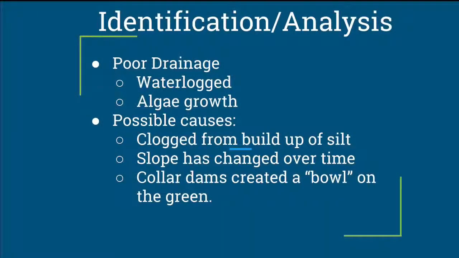Upon further inspection, we've identified that the cause of the algae growth and waterlog is poor drainage. The poor drainage could be caused by a number of different reasons, including a clog from the buildup of silt within the Big O piping, the slopes shifting and changing over time, and/or collar dams creating a bowl for water to collect in.